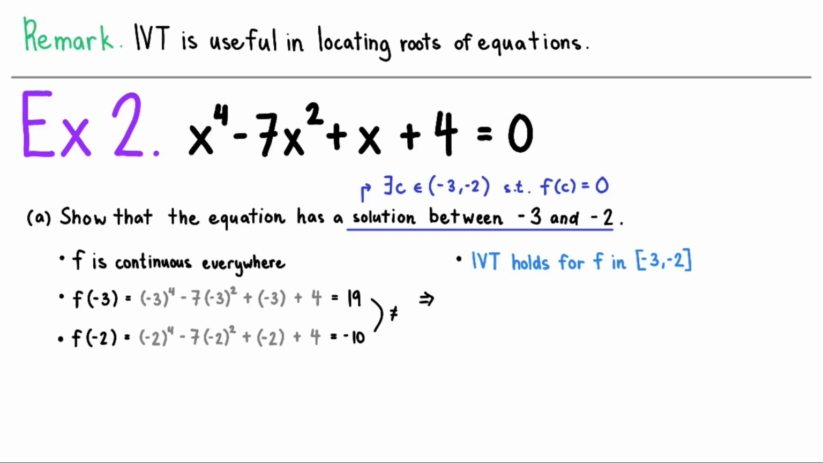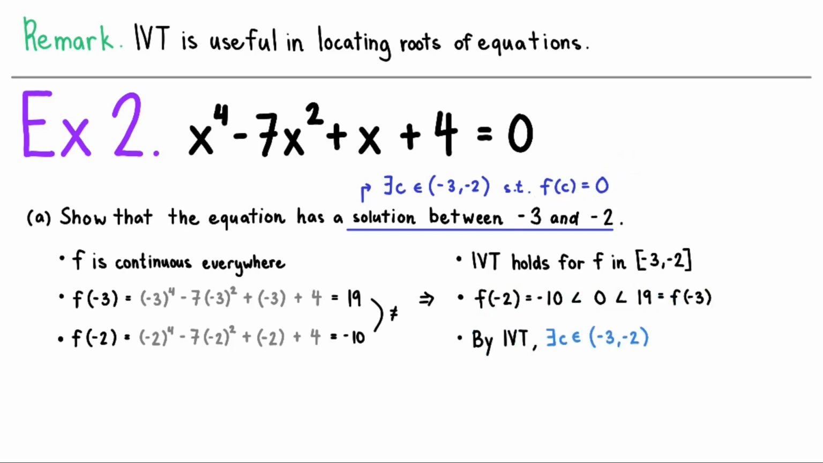So take note that 0 is between -10 and 19. Or 0 is between f of -2 and f of -3. So 0 out here acts like our f of c, seen here. Or like 0 is like our k in the definition. So given that, since we know that it holds by IVT, we know that there exists c between -3 and -2 such that f of c is equal to 0.